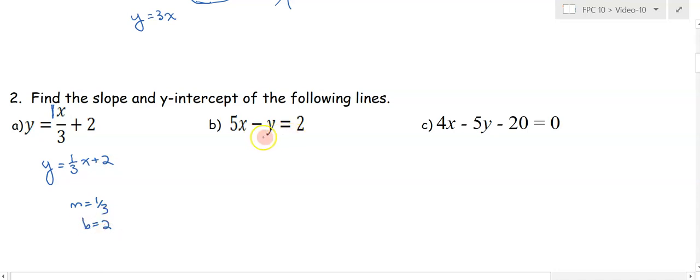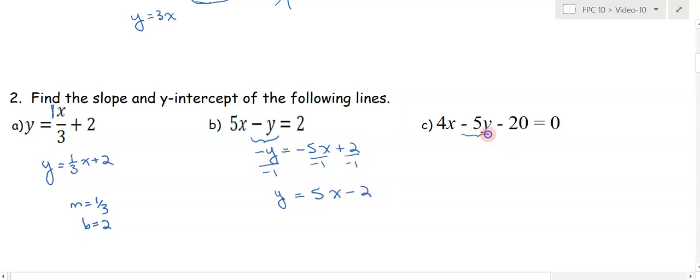If it's not in slope-intercept form, you should be able to rearrange it. You need to be able to isolate that y. So you're going to get negative y equals negative 5x. The 5x needs to cross over the equal sign. The 2 is already on the right, so it stays positive. But it's negative y, so that negative stays with the y. Now I need to divide everything by negative 1 to isolate the y, get a positive y, a negative divided by a negative. And so I get y equals 5x minus 2.